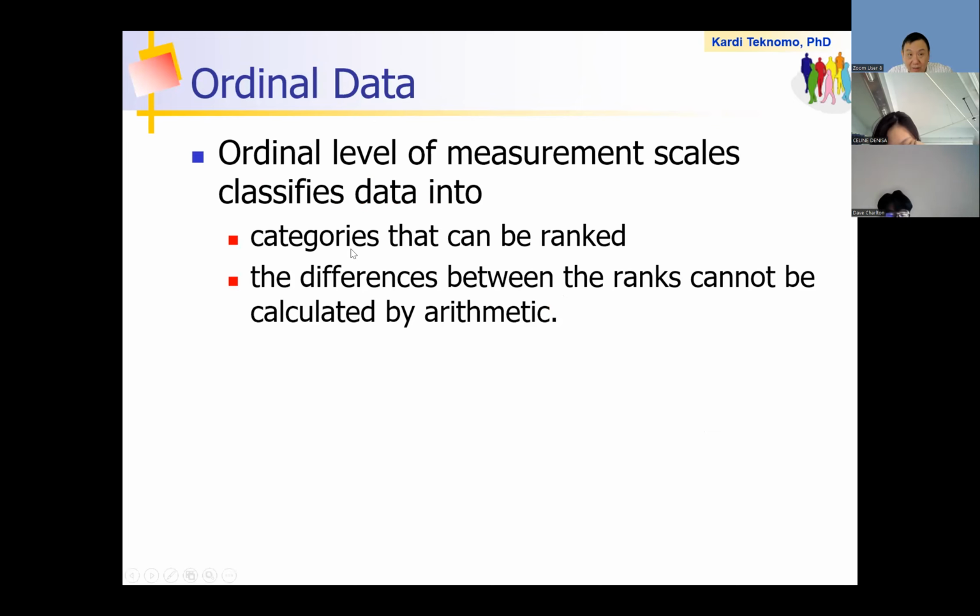Now go to the next level, a little bit higher. This is called ordinal scale. In ordinal scale, you have categories the same as nominal, but you can have rank. There is an order here. You have rank, but you cannot calculate by arithmetic. You cannot minus, you cannot plus, you cannot multiply, you cannot divide. Anything that you have number that you cannot add, minus, multiply, divide, that means ordinal data. Is that clear or not?